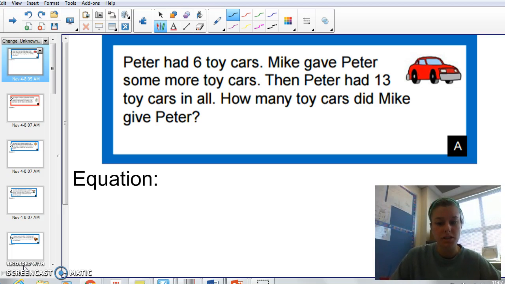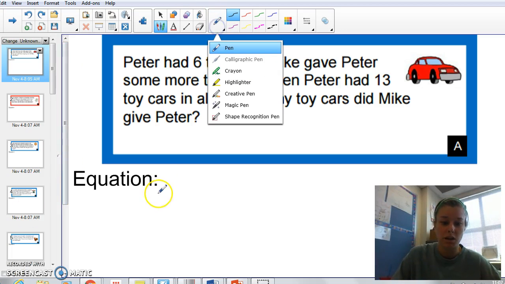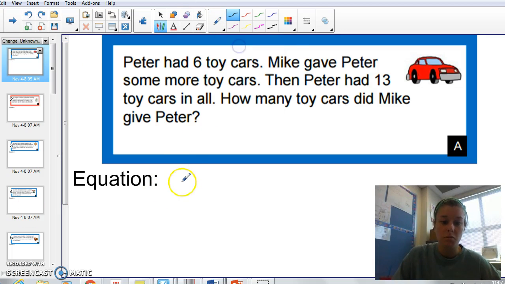Well, I know that the first sentence said Peter had 6 toy cars. So that's what I'm going to write first. I'm just going to write the 6 because I know Peter had 6 toy cars. Mike gave Peter some more toy cars, and this "more" is telling me that I'm adding because he's getting more. So I'm going to write the addition sign. But I don't know how many more he's getting, so I'm just going to write a blank because I don't know what this number is.